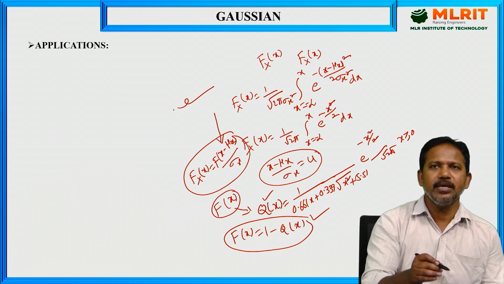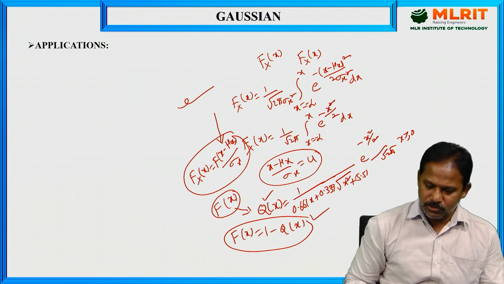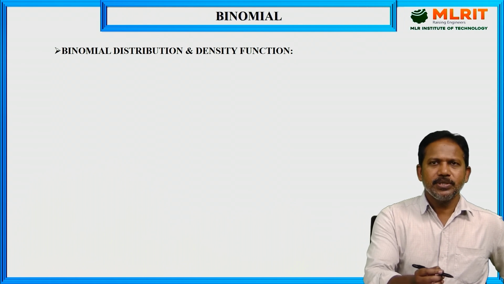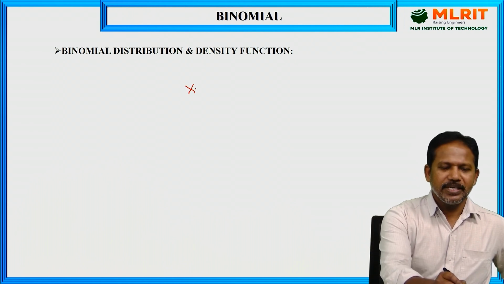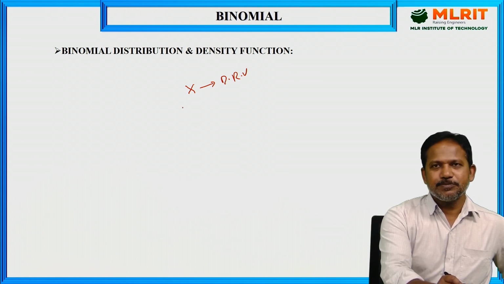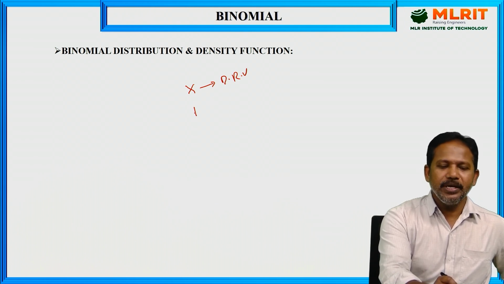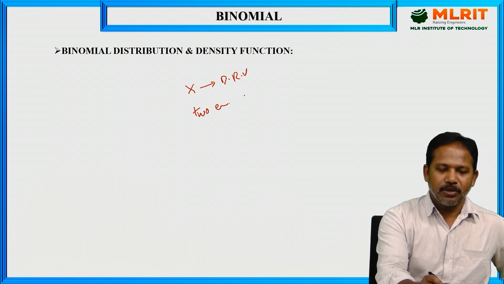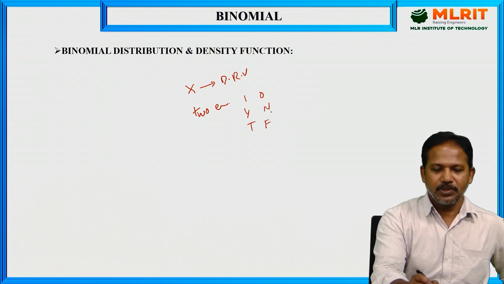So mainly used for this one purpose only. So now, the binomial distribution density function. Here the random variable x is always a discrete random variable only. Here consider one experiment that contains two independent events, that is 1 or 0, yes or no, true or false, like that.